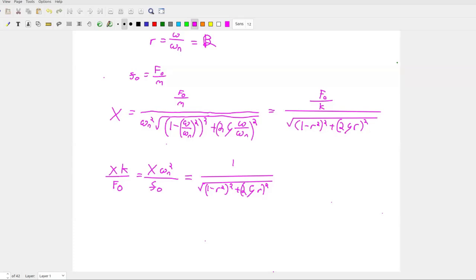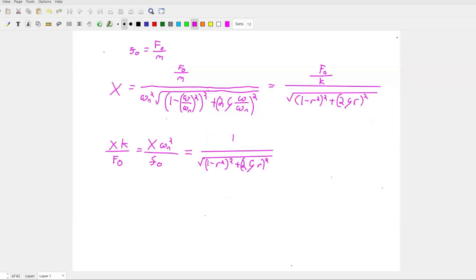So in a similar way, we can get our phase as a function of r also, right? So we can develop theta_p, again, we're only interested in our particular solution here, is equal to the inverse tangent of 2 zeta r over 1 minus r squared.